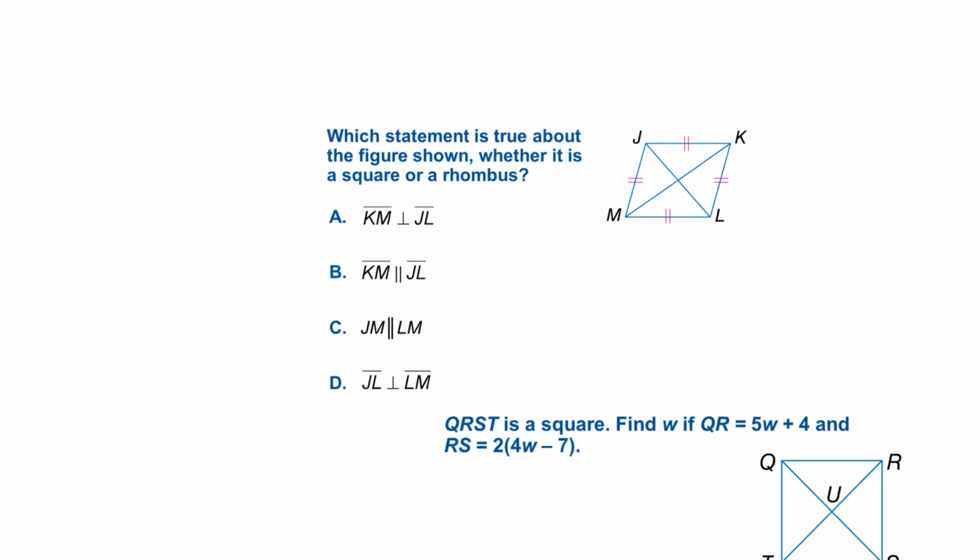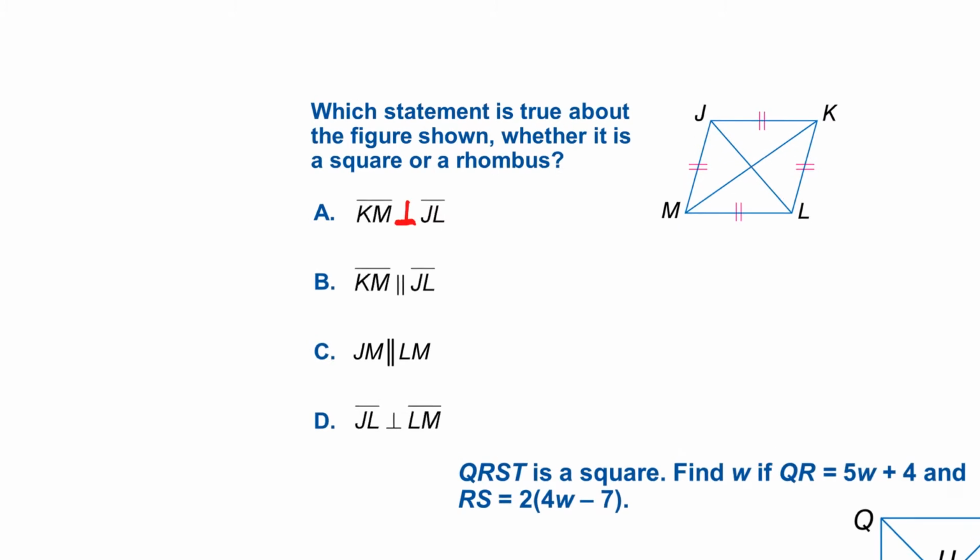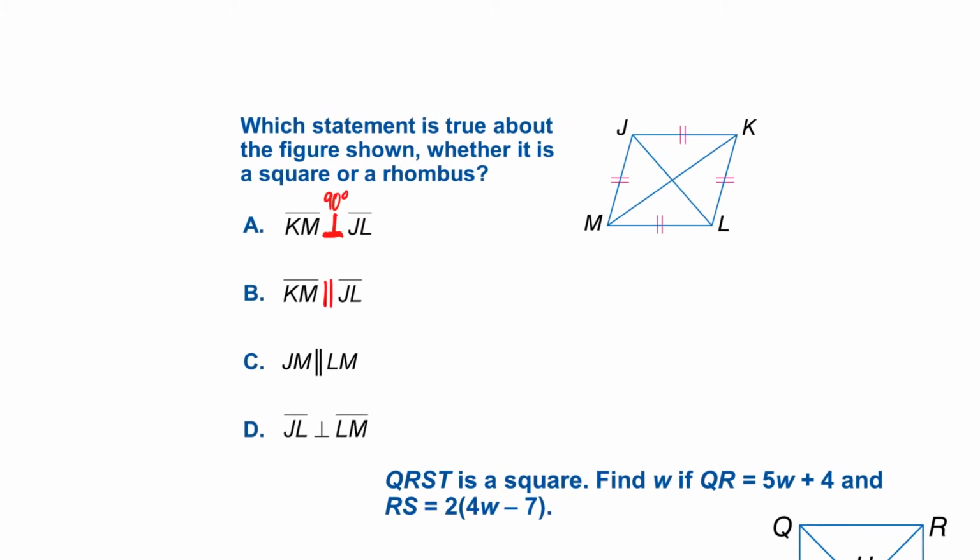It says, which statement is true whether this is a square or a rhombus? Now, first of all, again, what does this little symbol right here mean? It means perpendicular, which means what? It means that the two lines make a 90 degree angle, and then obviously this right here means parallel. Okay, so whether this is a square or rhombus, it doesn't matter. Is KM perpendicular to JL? KM, yes, it is.